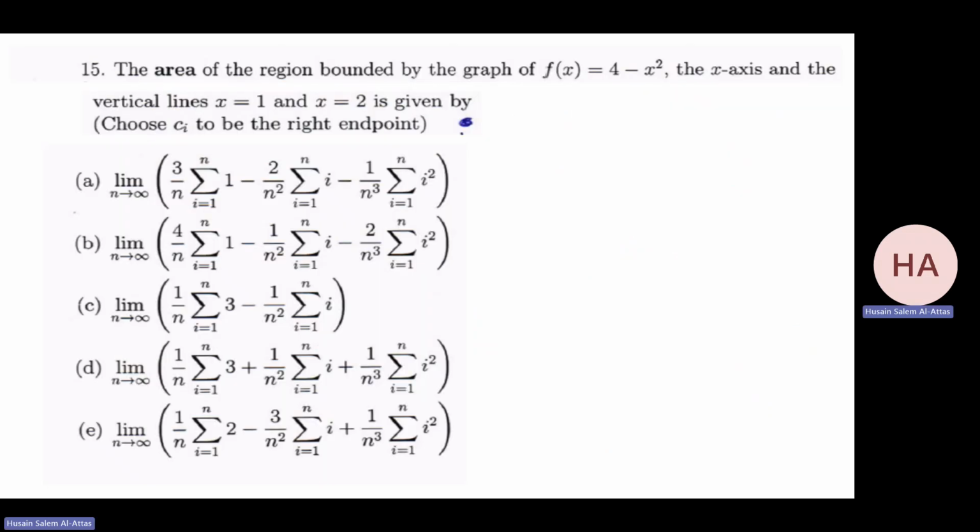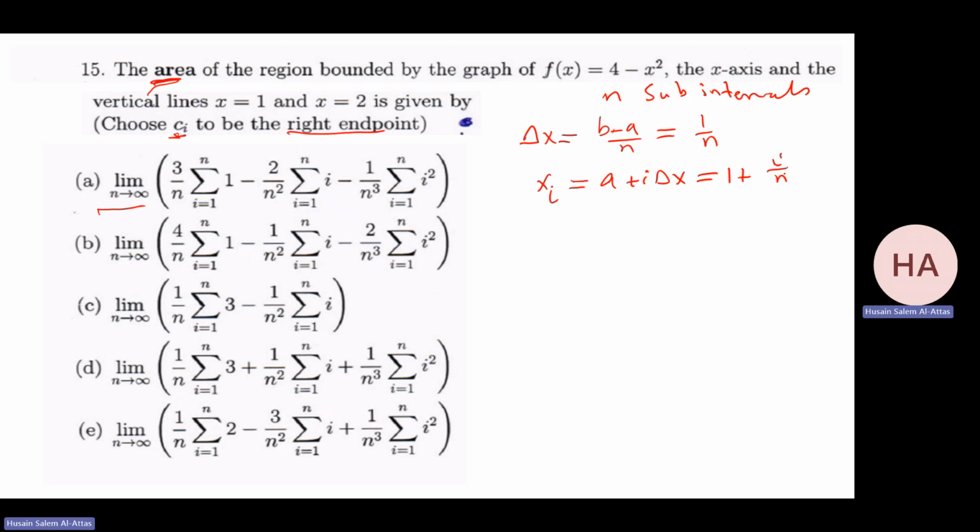There is the region bounded by the graph of this and the x-axis and the vertical lines given. Choose c_i to be the right endpoint. Just a matter of calculation now. For any n subintervals, I use n subintervals. Since I want to find the area, it's not an approximation, so I need the limit. So the area: delta x will be b minus a over n, that will be 1 over n. x_i, the right endpoint, will be a plus i delta x, that will be 1 plus i over n.